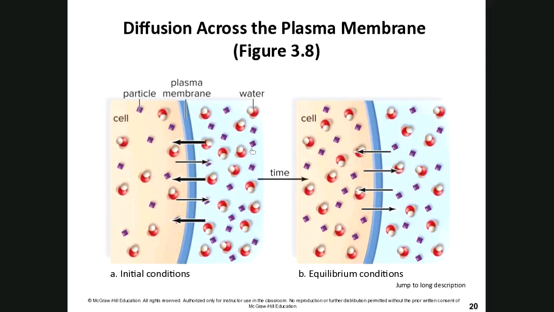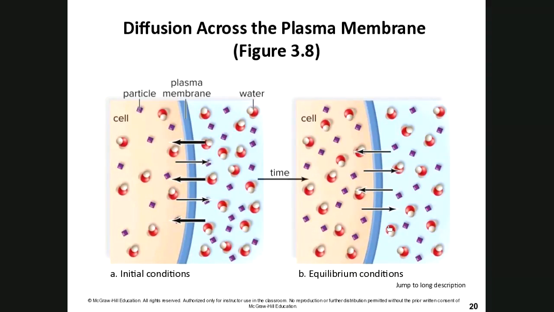This molecule is much more highly concentrated on the outside of the cell than it is on the inside of the cell. As a result, that molecule is going to overwhelmingly at first move into the cell over time. But then there will be some movement of molecules out of the cell, and the rate of movement out of the cell is equal to the rate of movement into the cell because equilibrium has been achieved. So diffusion is just the movement of the molecules or solutes from an area of high concentration to low concentration.